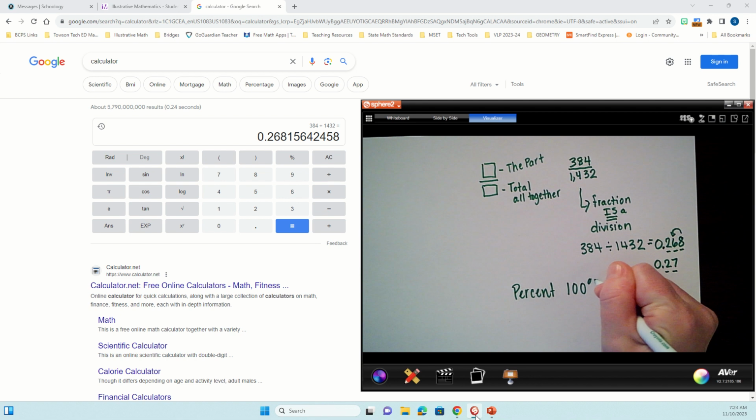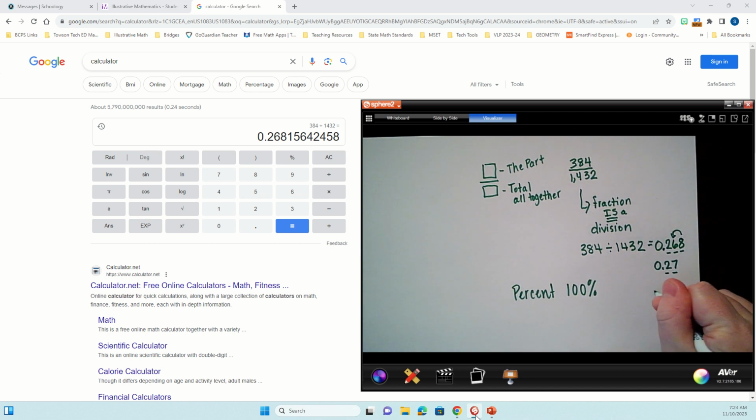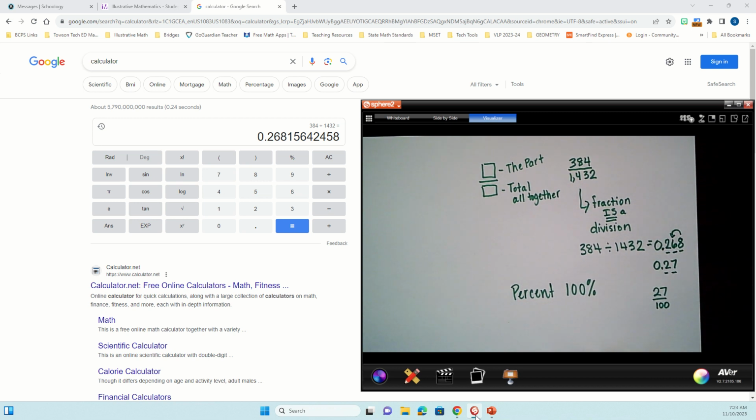Think about your tests, right? Your goal is to get a 100%. A 100% means everything is 1 out of 1. So I know that I need 2 decimal places, and that is because 0.27 is like 27 out of 100. If you had that as your test score, 27 out of 100 is 27%.